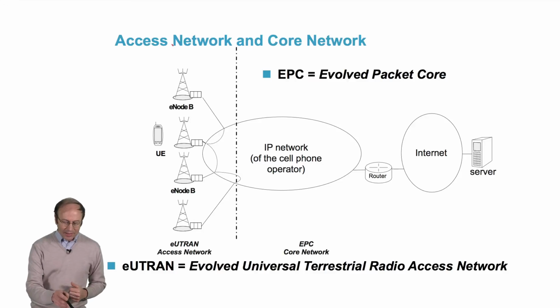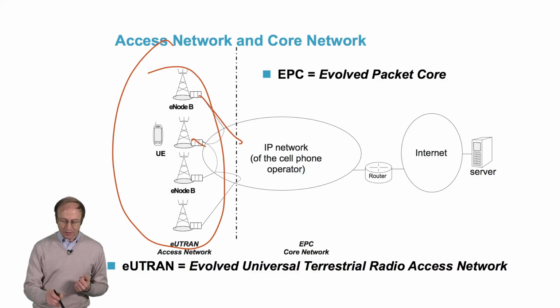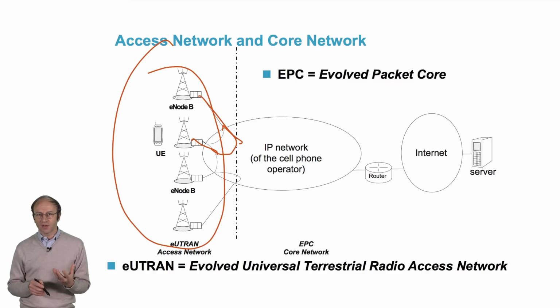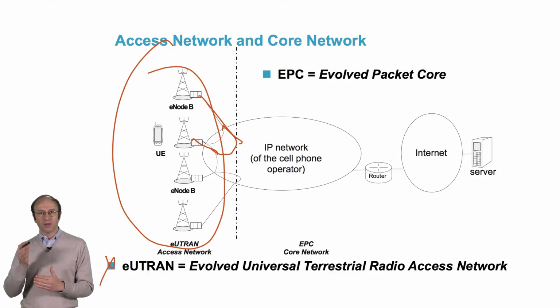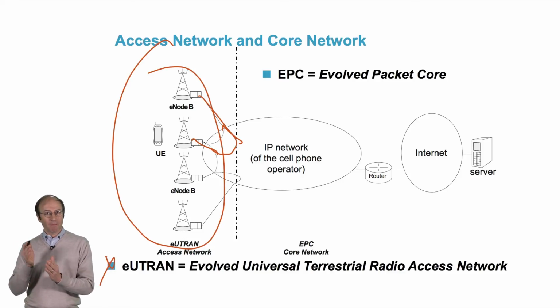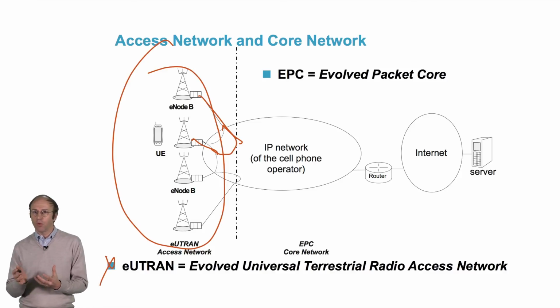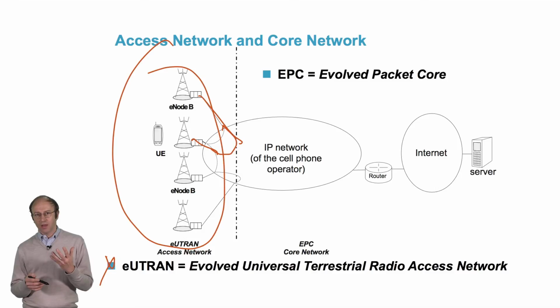The access network is made up of the set of eNodeBs. Because they are connected to the same IP network, they can communicate with each other. In the standard, the access network is called EUTRAN for Evolved Universal Terrestrial Radio Access Network. Apart from that, we have the core of the network, which is called EPC for Evolved Packet Core. We have seen the EUTRAN network, which in 4G is relatively simple. There is a single type of equipment, the eNodeB. We'll see in the other videos what makes up the EPC.